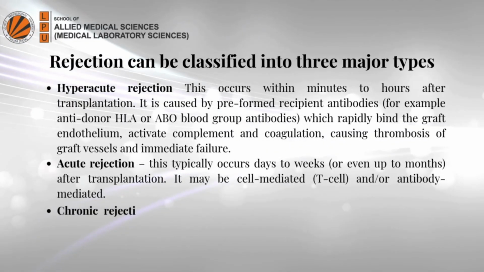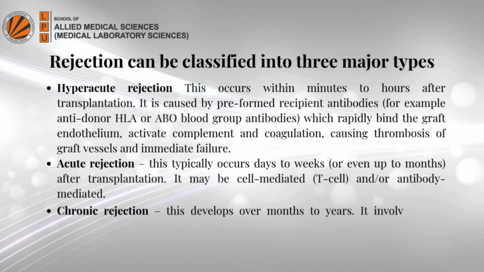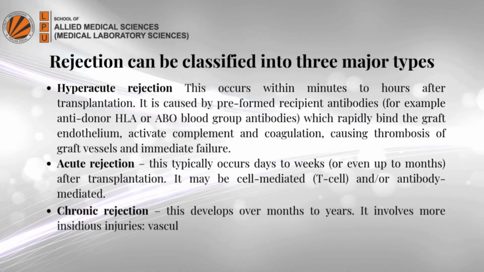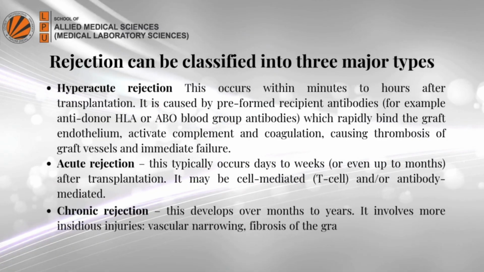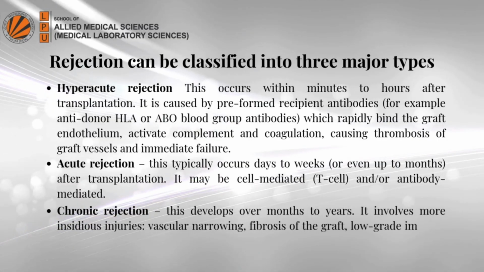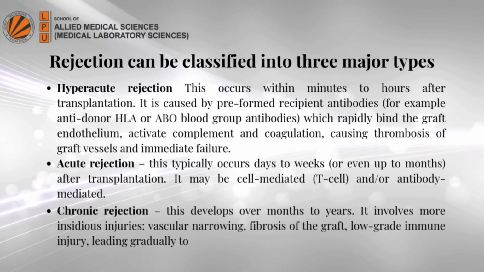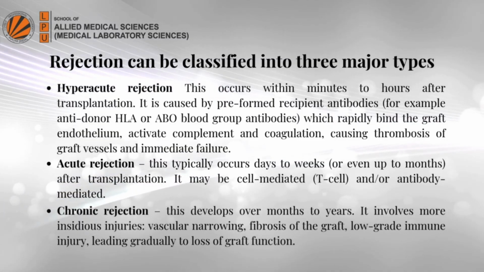Acute rejection: this typically occurs days to weeks, or even up to months, after transplantation. It may be cell-mediated (T-cell) and/or antibody-mediated. This is the type our case deals with. Chronic rejection: this develops over months to years. It involves more insidious injuries, vascular narrowing, fibrosis of the graft, low-grade immune injury, leading gradually to loss of graft function. It is important to differentiate these because the mechanisms, timing and management differ.